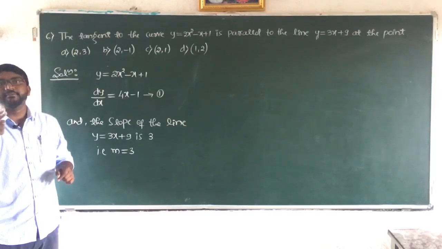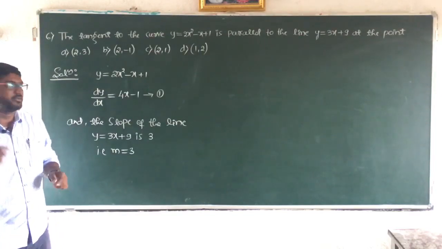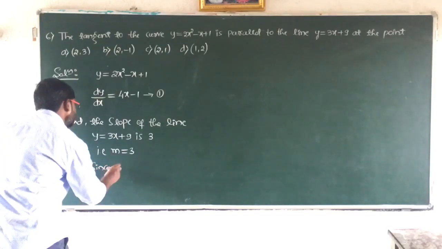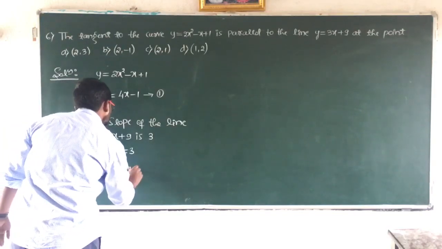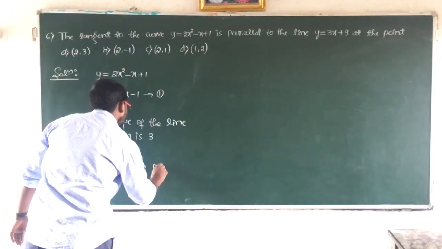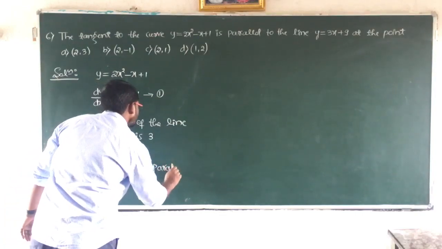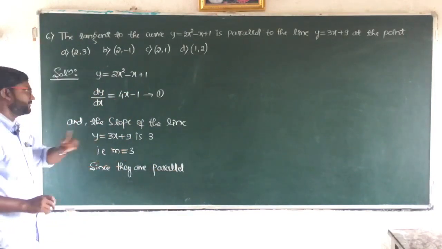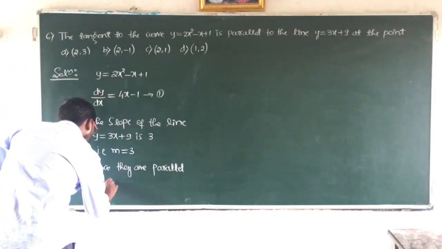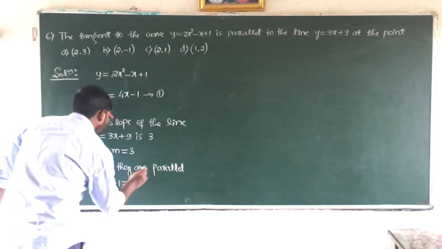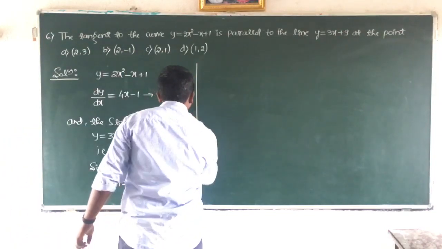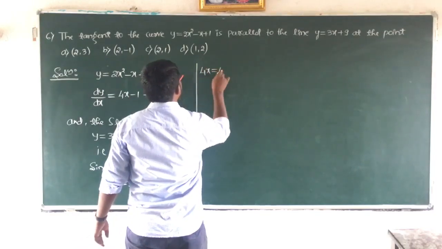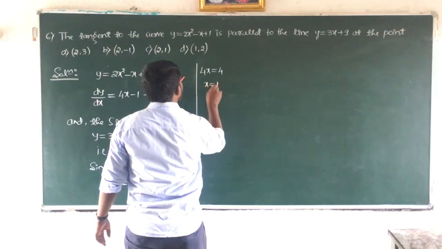Whenever two lines are parallel, m1 is equal to m2. Since they are parallel, we have to equate these two. So, 4x minus 1 is equal to 3. Now take minus 1 to the RHS, it becomes plus 1, we get 4x equal to 4, and 4 and 4 get cancelled, we get x equal to 1.